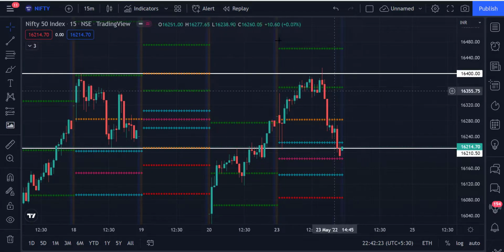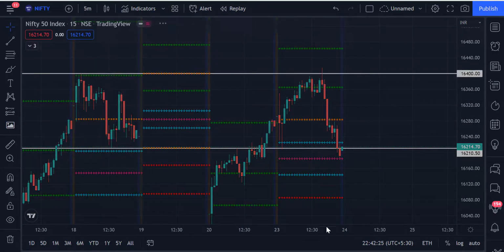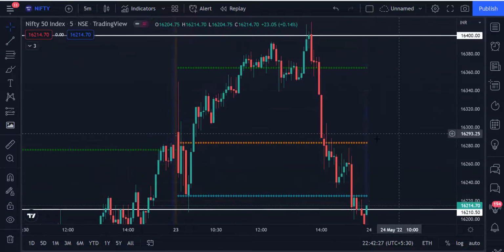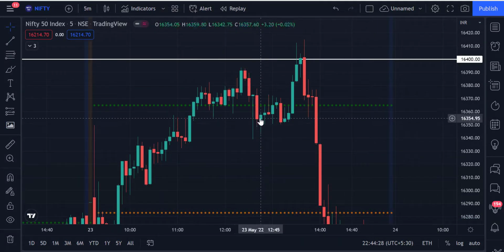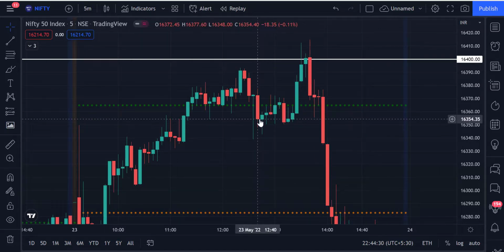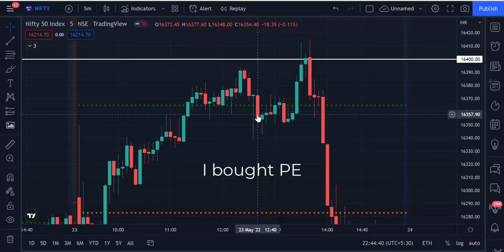And let me just go back to the 5 minutes chart again, and I will tell you where I took the trade actually. So I took my trade at this candle specifically. My reason was because this candle closed off below this Camarilla line, and it was a strong initial balance candle. So I took my position, a short position.